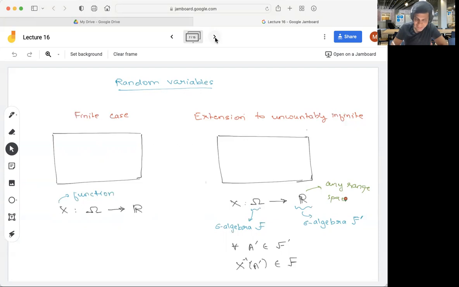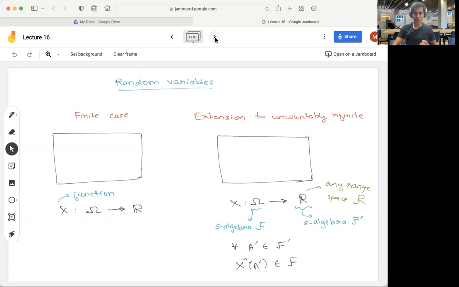It doesn't have to be real numbers. It can be R2, in which case you will talk of the sigma algebra generated by or including all kinds of boxes, or any arbitrary space, as long as you have a sigma algebra F prime on that space.